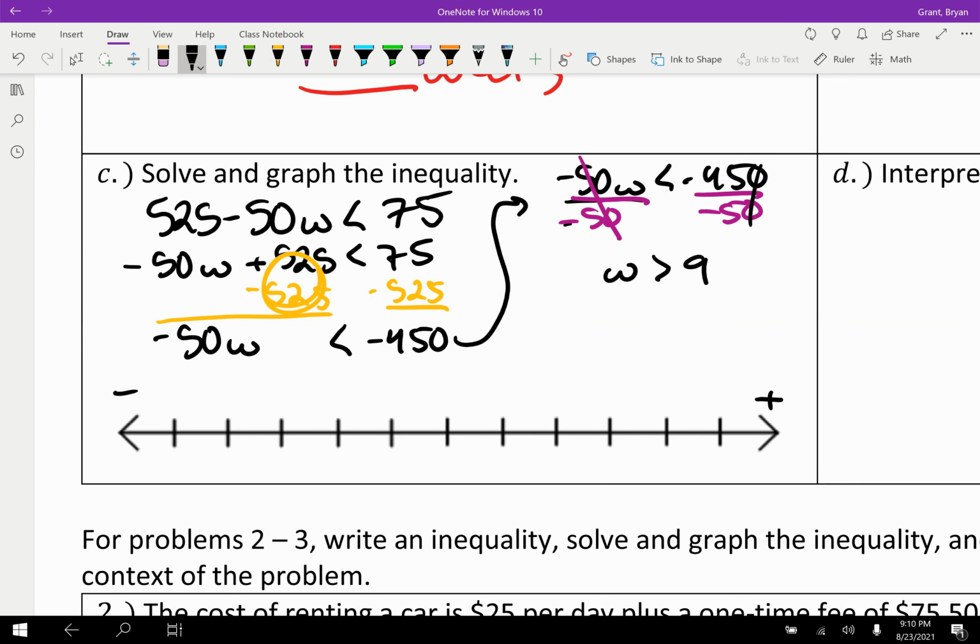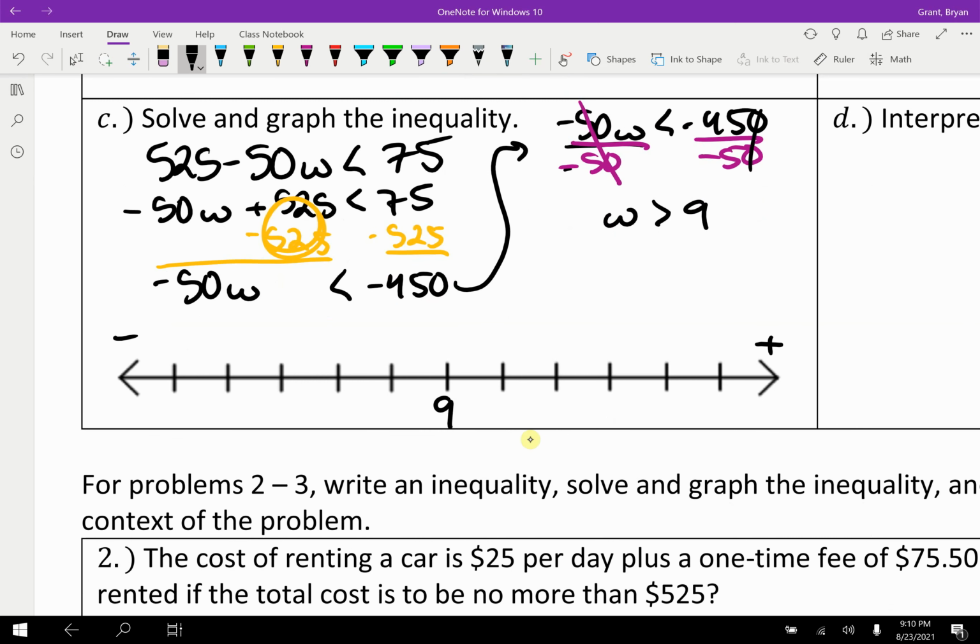Let's go ahead and graph this. We're starting at 9. I always like to do 3 numbers in each direction, 8, 7, 6. Starting at 9 tells us W has to be greater than 9, no equal, so we don't fill it in. Greater than 9 is to the right.